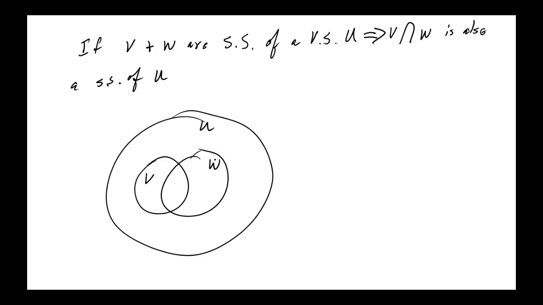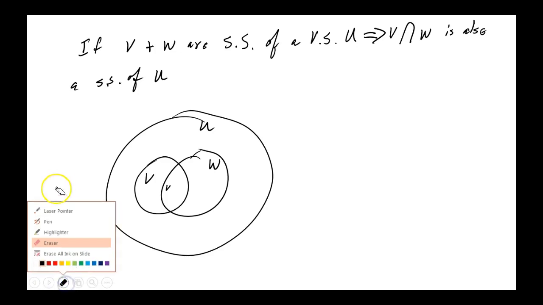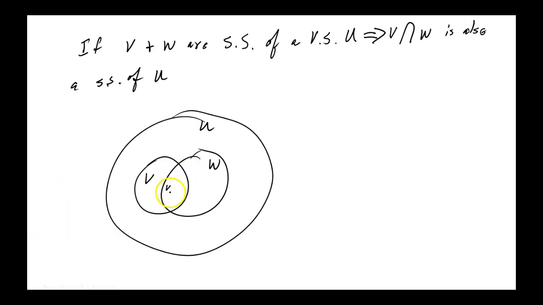W is a subspace of U, and this is V intersect W. I do that about half the time when I'm writing an intersection symbol. I make it an A because it starts out like an A, intersect W. Okay? Now, if V and W are both subspaces of a vector space U, then the intersection of V and W is also a subspace of U. Okay?